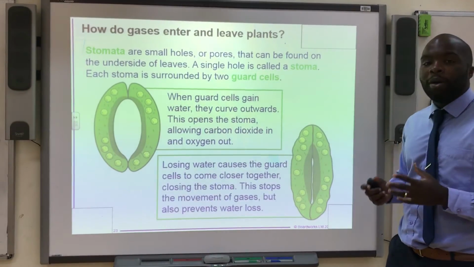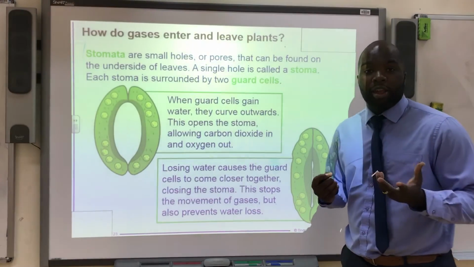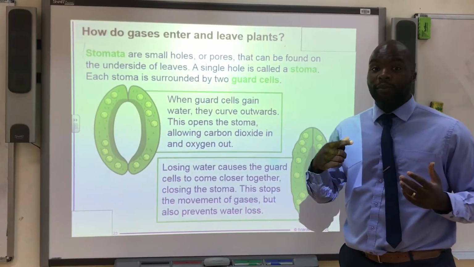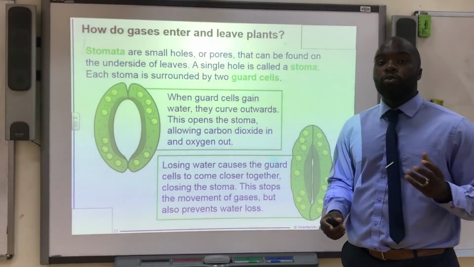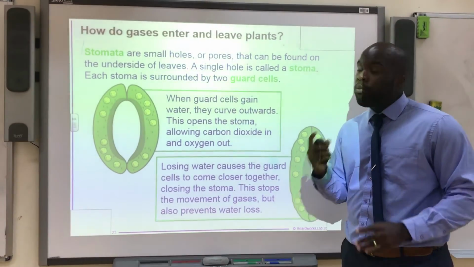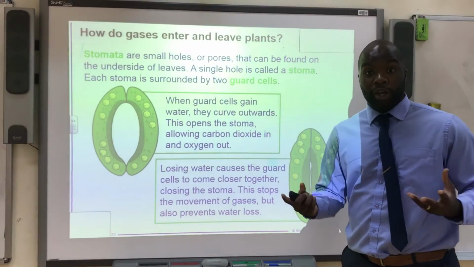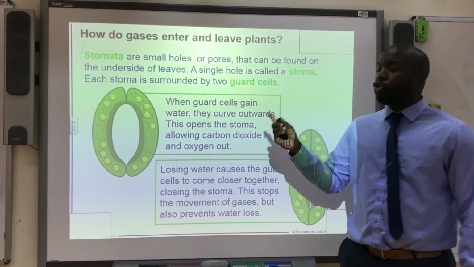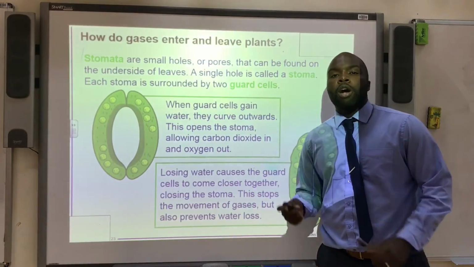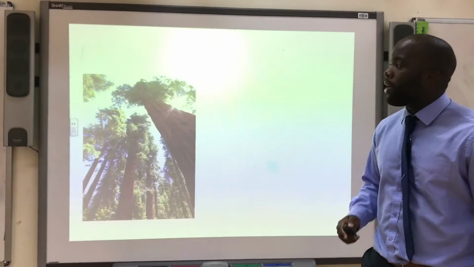Now, the role of stomata is to control the entering and leaving of gases. Don't forget, in photosynthesis, carbon dioxide will diffuse into the leaf via the stomata, and oxygen will diffuse out of the leaf via the stomata. However, today what we want to look at is how stomata also control the rate of transpiration. Now, stomata are controlled by cells around the stomata, known as guard cells. Guard cells control the opening and closing of stomata. So let's look at how they do this.